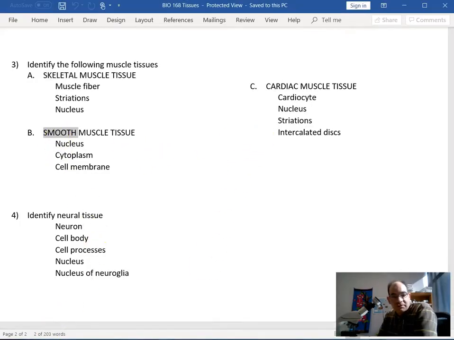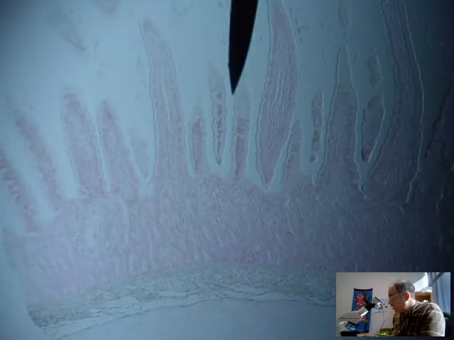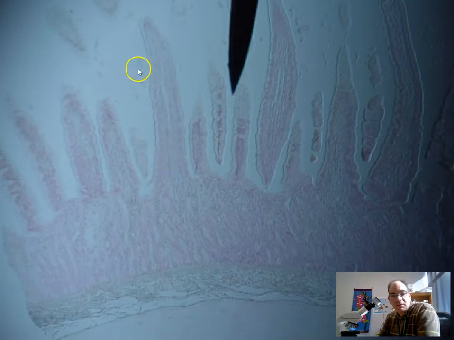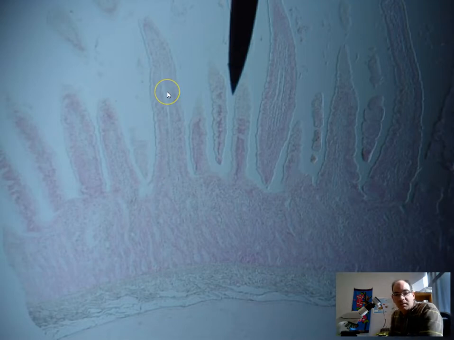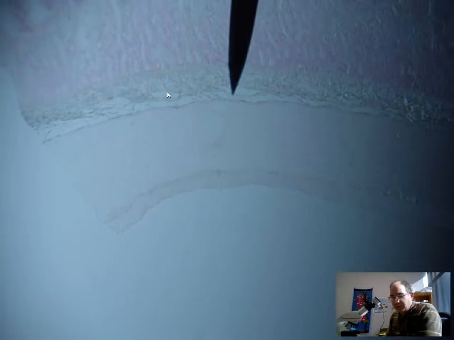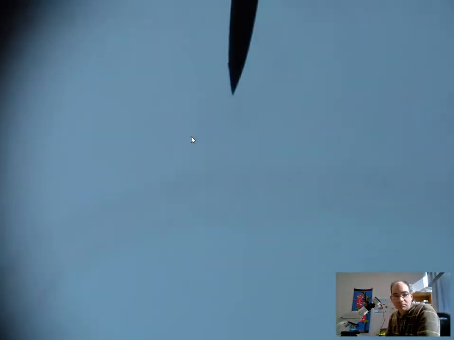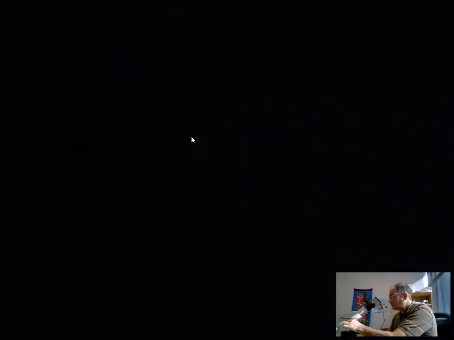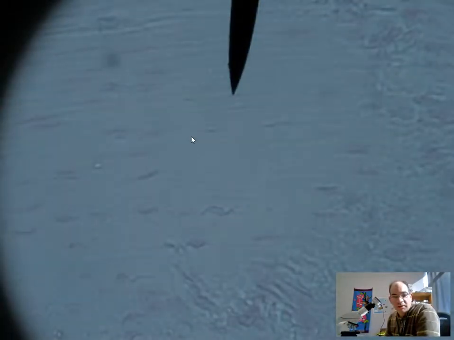Next, we've got smooth muscle tissue. On this slide, we're looking at a cross-section of an intestinal wall. You can see that we've got our little extensions going into the intestinal space right here, and we've got our simple columnar epithelial tissue. But what we're looking for is the smooth muscle on this slide. This would be the longitudinal layer here. Zooming in, you can't really see a whole lot going on. We're going up to 400x.